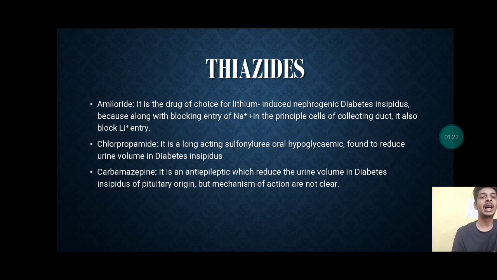Thiazides. Amiloride. It is the drug of choice for lithium-induced nephrogenic diabetes insipidus because along with blocking entry of sodium in the principal cell of collecting duct, it also blocks lithium entry. Chlorpropamide. It is a long-acting sulfonylurea oral hypoglycemic found to reduce urine volume in diabetes insipidus. Carbamazepine. It is an anti-epileptic which reduces the urine volume in diabetes insipidus of pituitary origin, but the mechanism of action is not clear.